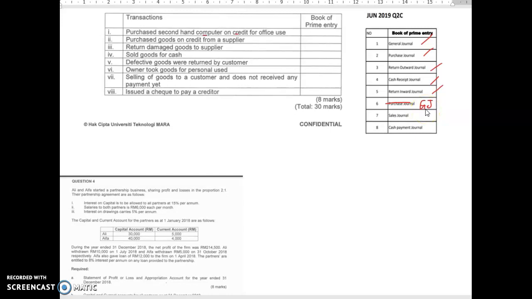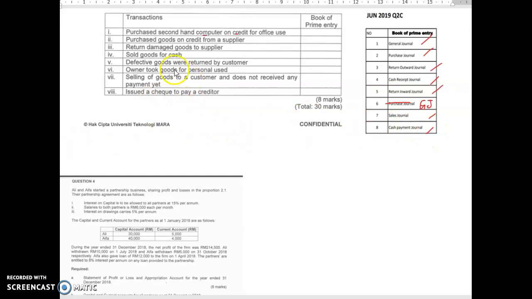However, if the owner took cash for personal use, you will record in the cash payment journal. Do not confuse; remember, we have two types of drawing. One is draw goods, you will record in the general journal. Another one is draw cash, you will record in the cash payment journal. Then sales of goods to customers without receiving any payment yet means selling goods on credit, so you will record in the sales journal. Then you issue a check to pay a supplier; when you make payment, you will record in the cash payment journal.